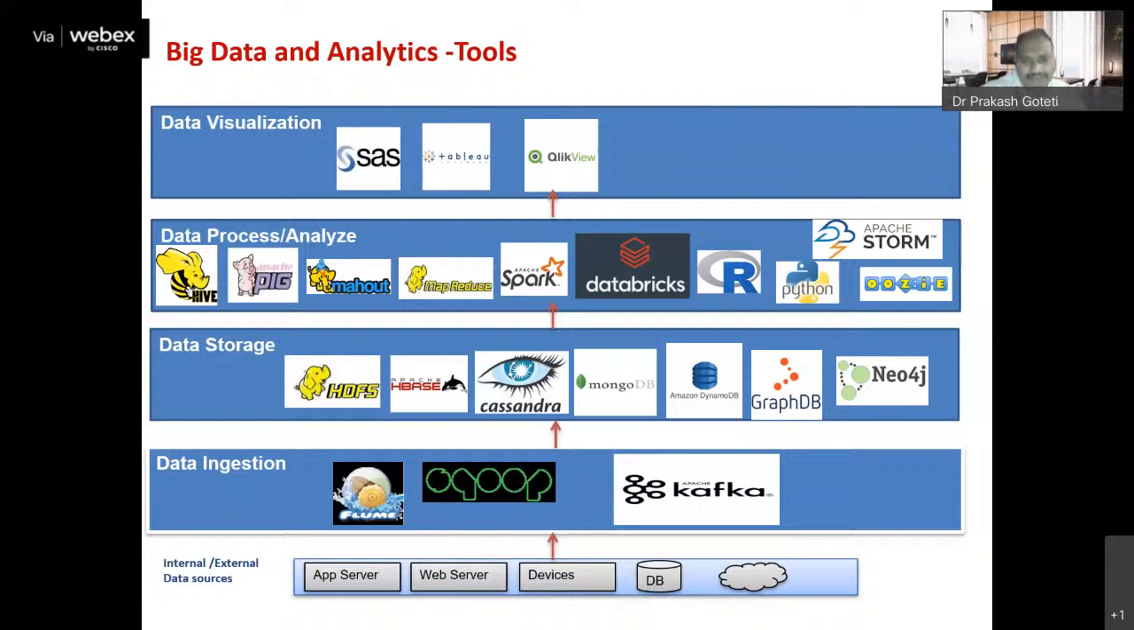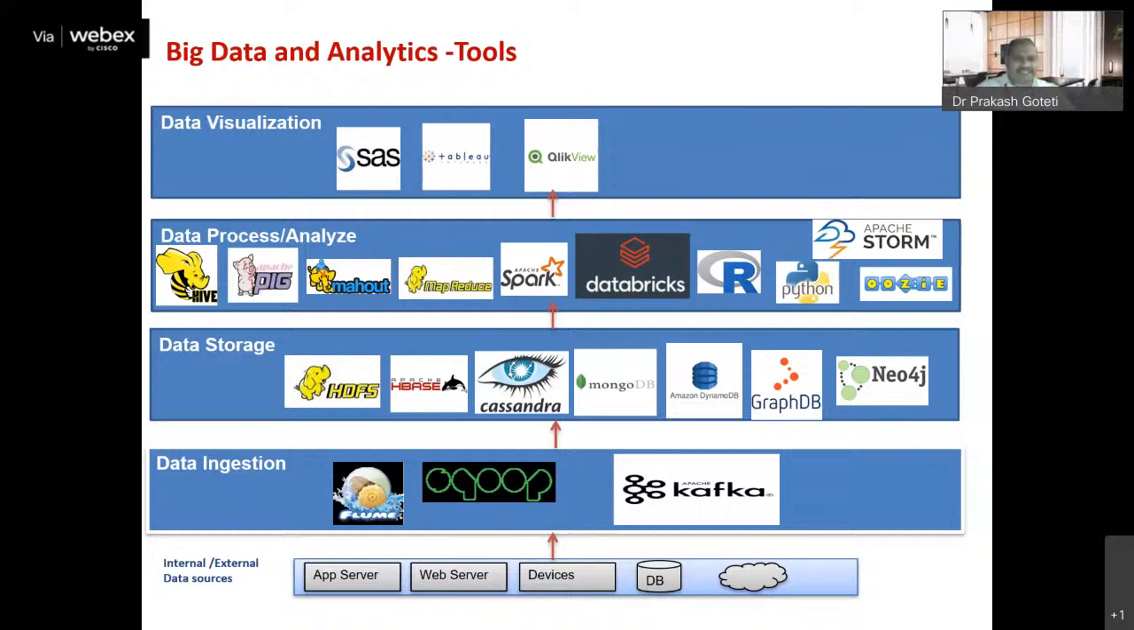Flume, Sqoop, Kafka, right? In the data ingestion layer, and for data storage, we have HDFS and HBase, and more. In the case of unstructured and semi-structured data, we deal with, for example, MongoDB and Cassandra. There are also graph databases like Neo4j, and Neo4j does a lot of other things as well, not just storage. But these are some of the platforms and tools in the data storage layer.